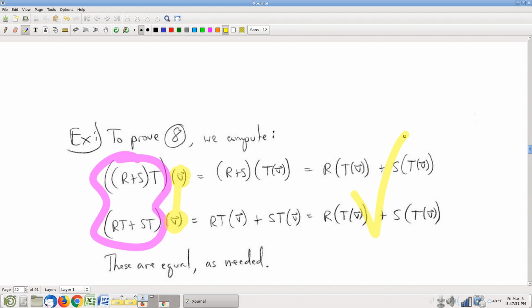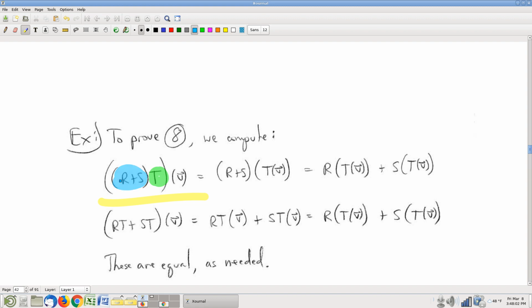Okay, so here we go. How do I compute this thing here? Well, notice I have a product. Products are compositions. So whatever I'm going to plug in here, this V, I first plug it into T, and after that, I plug it into R plus S.